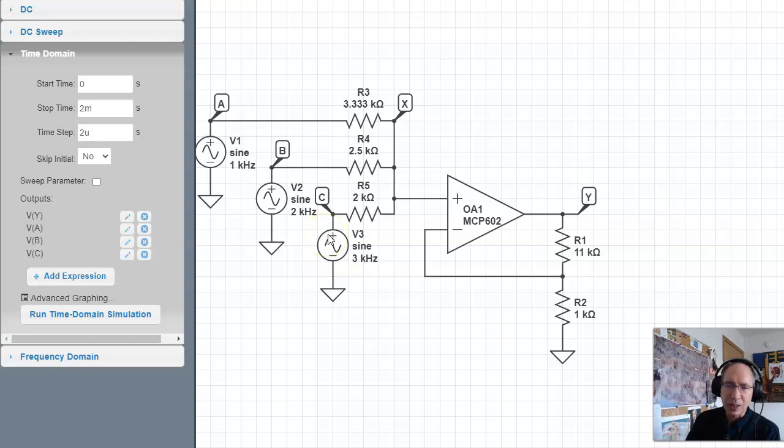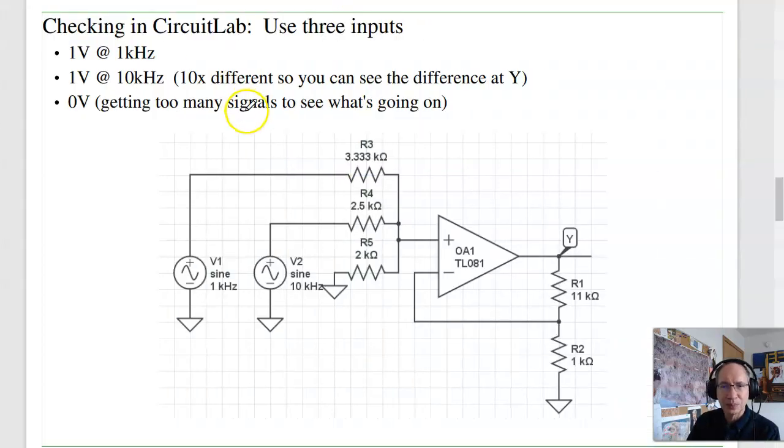Turn them all on and you get a mess. But that's what it's supposed to do. So that's a summing amplifier.